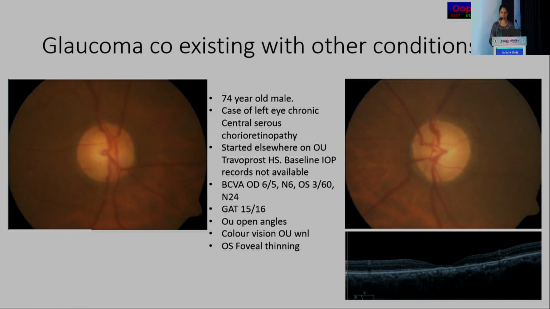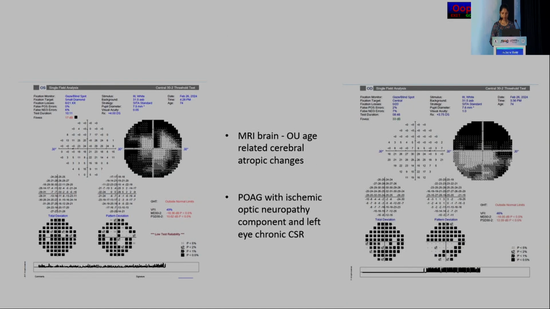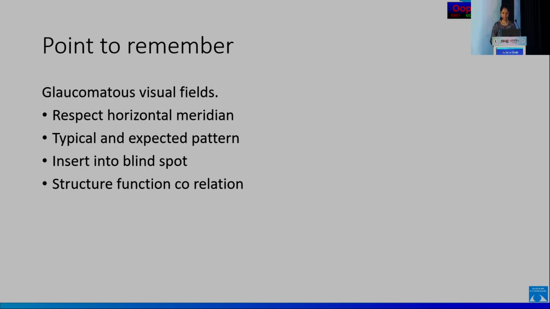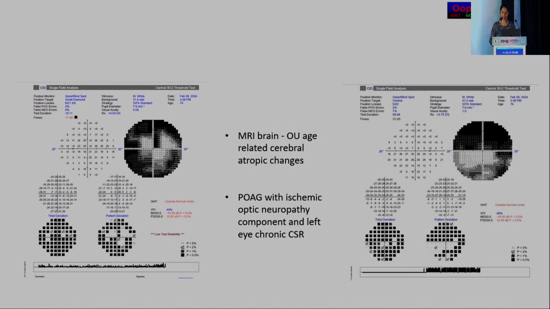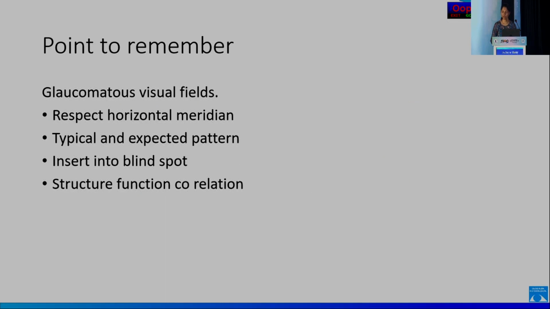This is a 75-year-old male with right eye inferior rim thinning and subtle pallor in both eyes. These were the fields, showing a superior altitudinal defect in the right eye and parietal and inferior defects in the left eye. MRI brain was normal. So this was primary open angle glaucoma with an ischemic optic neuropathy component and a left eye chronic CSR also. Glaucomatous visual field defects always respect the horizontal meridian. They are a typical and expected pattern.